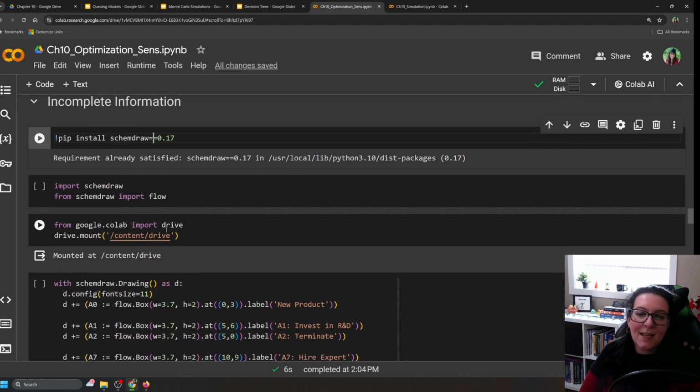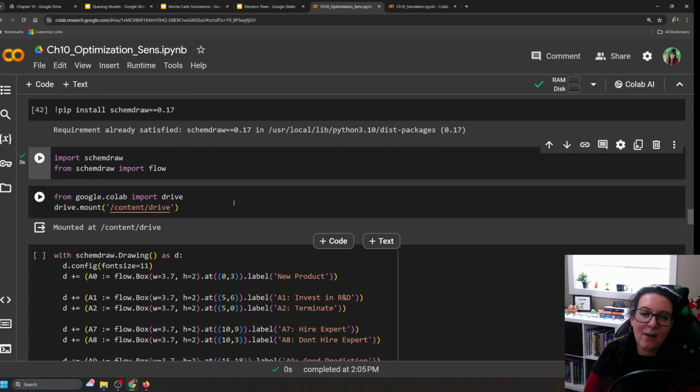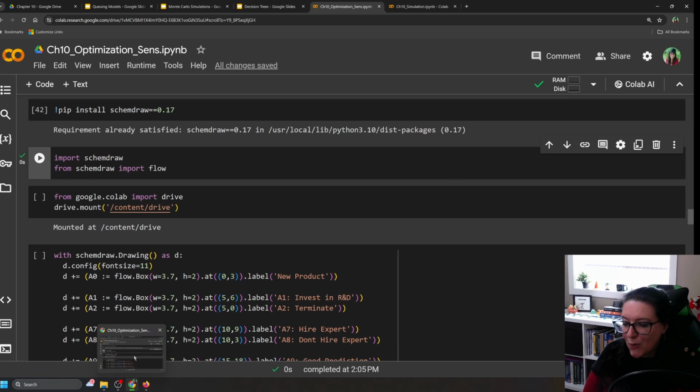Now, when you start to get these really complicated decision trees, they're really big. What you might want to do is, instead of having it try to show in your Python workbook, because it's kind of hard to see all at once, you might want to export it. And so you can export your images from SchemDraw. So what you'll want to do is mount your Google Drive, just like we do for connecting and importing our files. So you are going to be linking your drive.